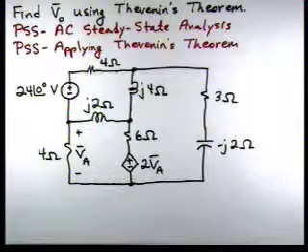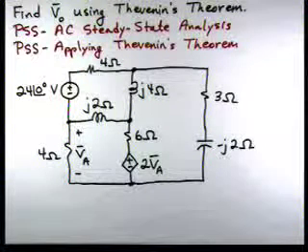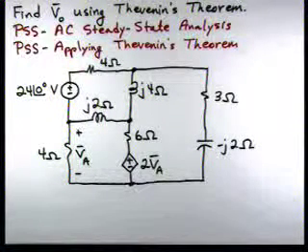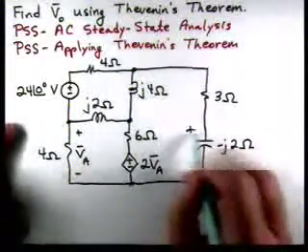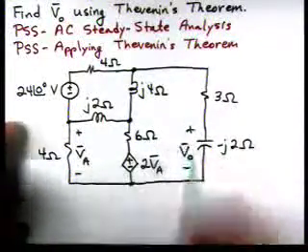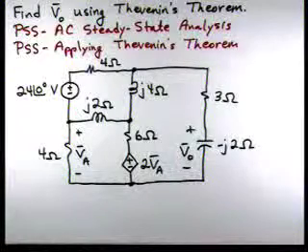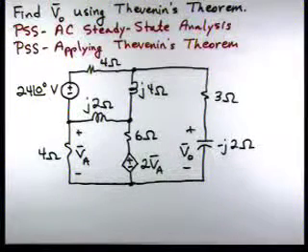Okay, in this problem, we're asked to find V0 using Thevenin's theorem. If we look at our circuit, V0 is the voltage across this element. We're going to utilize a problem-solving strategy entitled AC steady-state analysis and then applying Thevenin's theorem.